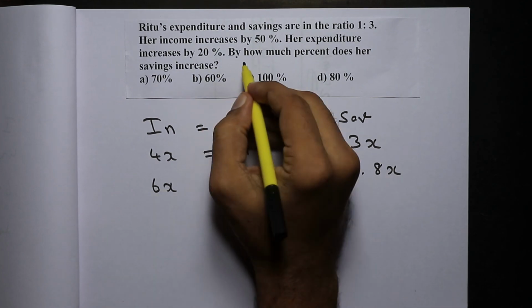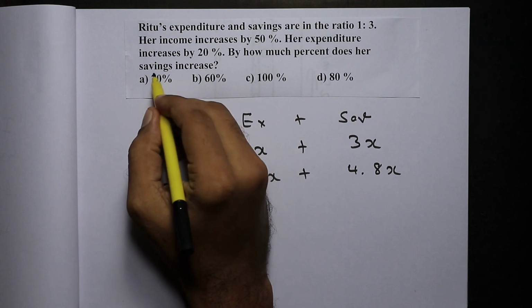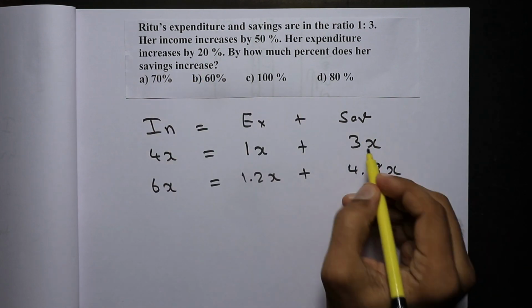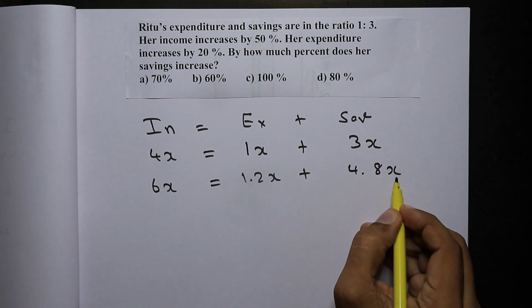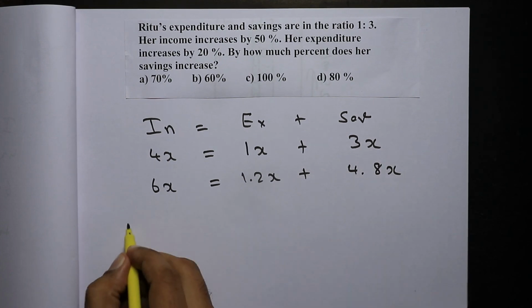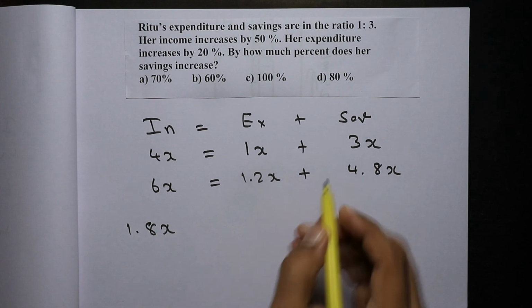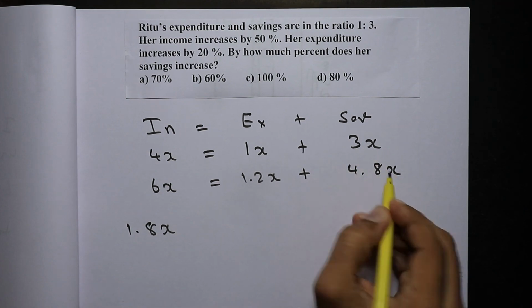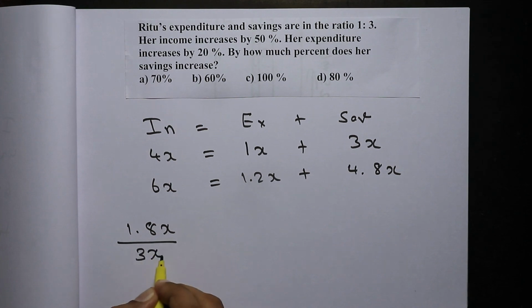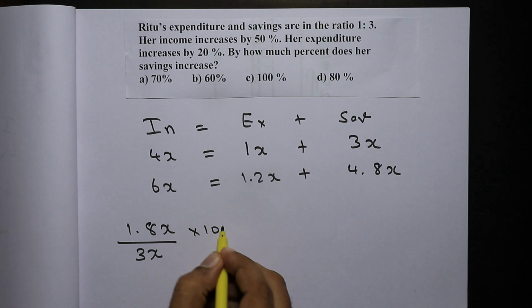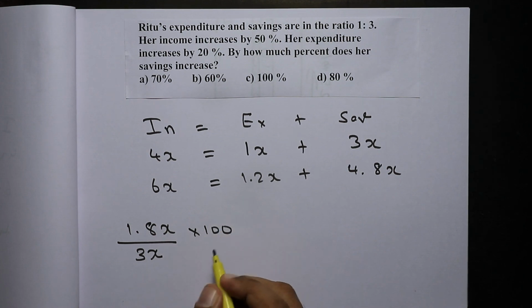Now the question is, by how much percent does her savings increase? Originally it was 3x, now it has increased to 4.8x. So total increase is 1.8x. That is from 3x to 4.8x, it has increased by 1.8x from 3x. So total increase divided by original value into 100 gives you the percentage increase.